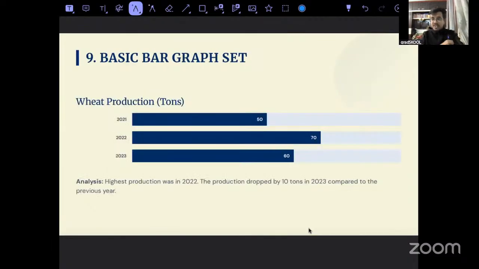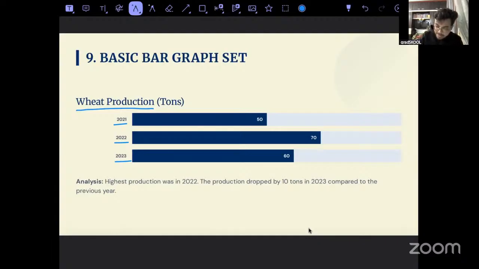So this is the other question on bar graph. For 2021, 2022 and 2023, we have data for 3 years, and we have data in form of wheat production. How much wheat was produced in all of the 3 years?